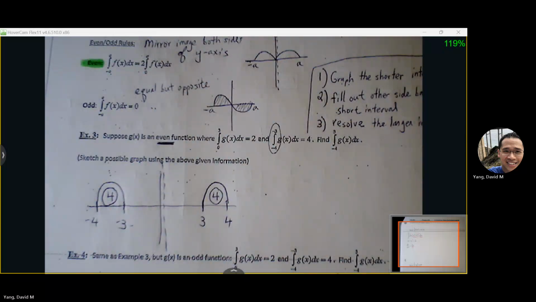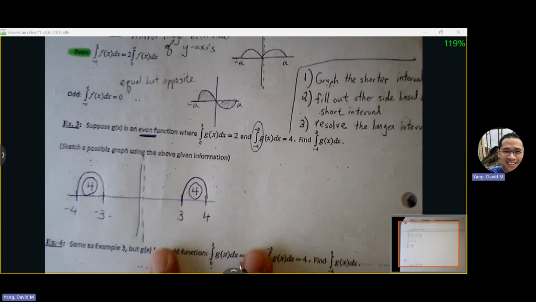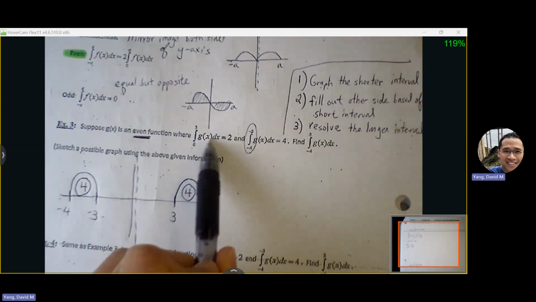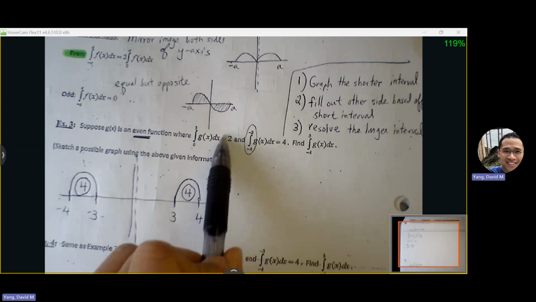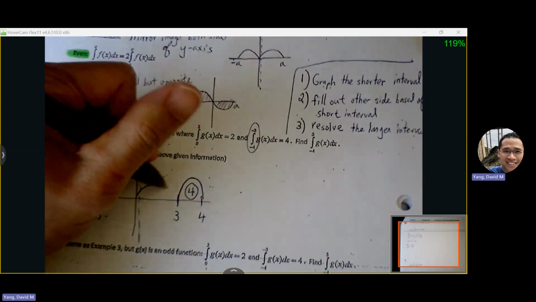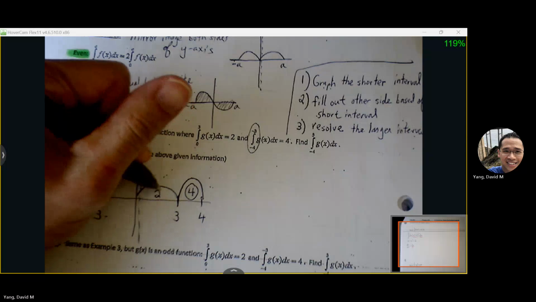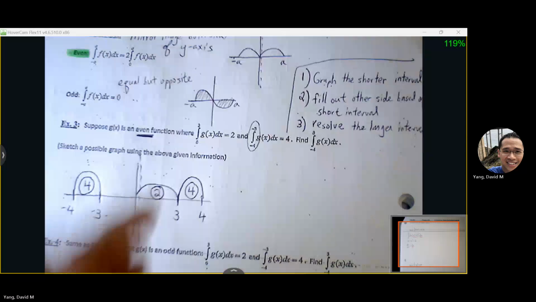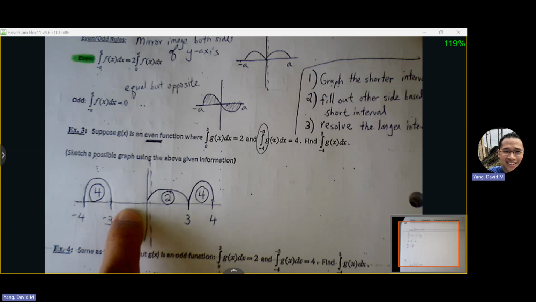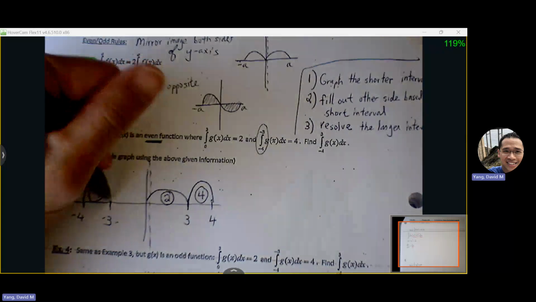Okay, so now let's resolve the larger interval. The larger interval is from 0 to 3. That region has an area of 2. So from 0 to 3, we'll create 2. Which means that this other side is also what? It's also 2 because it's an even function.